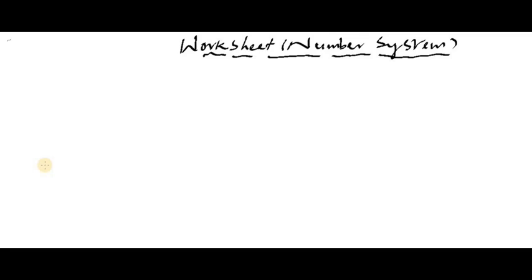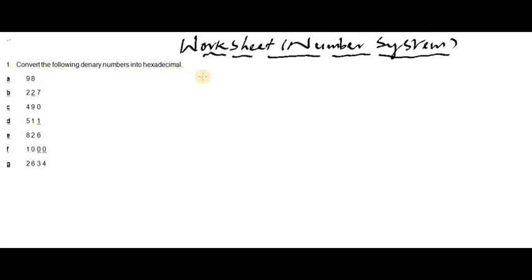In this demonstration, I'm going to discuss the worksheet on the number system which I posted on 6th April in Google Classroom. Without any further delay, we can jump into our lesson. Let us see the first question. The first question says convert the following decimal numbers into hexadecimal numbers.